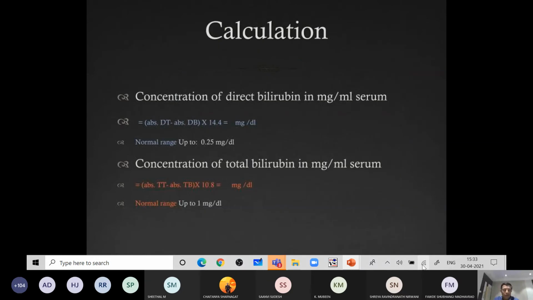See, the calculation part also you will need to understand, which is based on Beer-Lambert's law. Concentration of direct bilirubin in milligrams: they have given the absorbance value directly. You take direct test and direct blank, and if you multiply by 14.4, you will get the direct value. Normal range is 0.25 milligrams. Concentration of total bilirubin in milligrams per ml of serum: again, there is a multiplication factor of 10.8. You will get the value in milligrams per liter. This is one of the methods, but in the laboratory we are doing the kit method. So there is a calculation method as well.